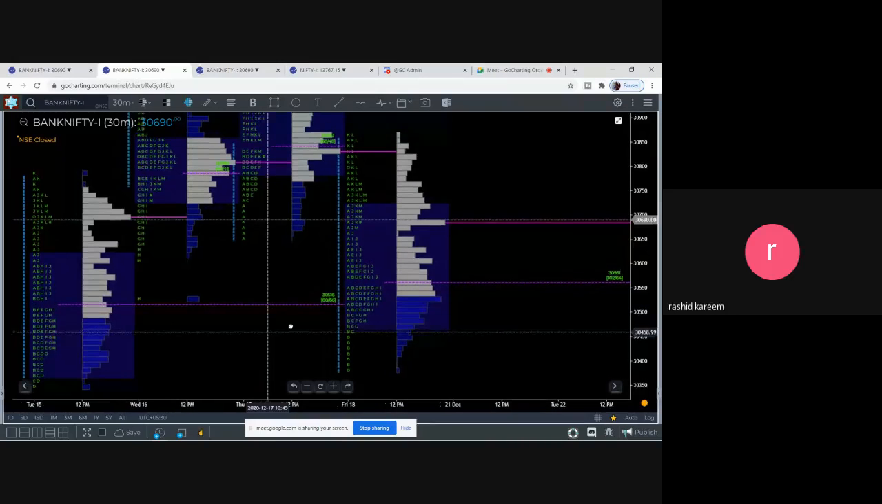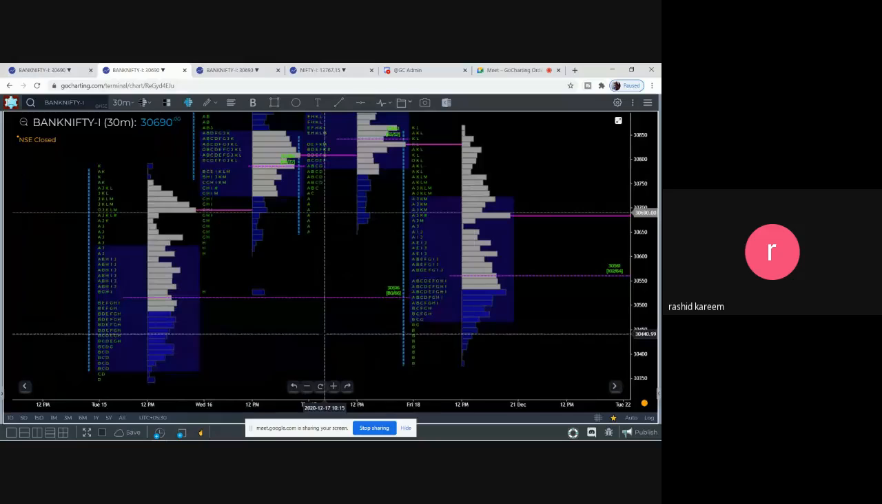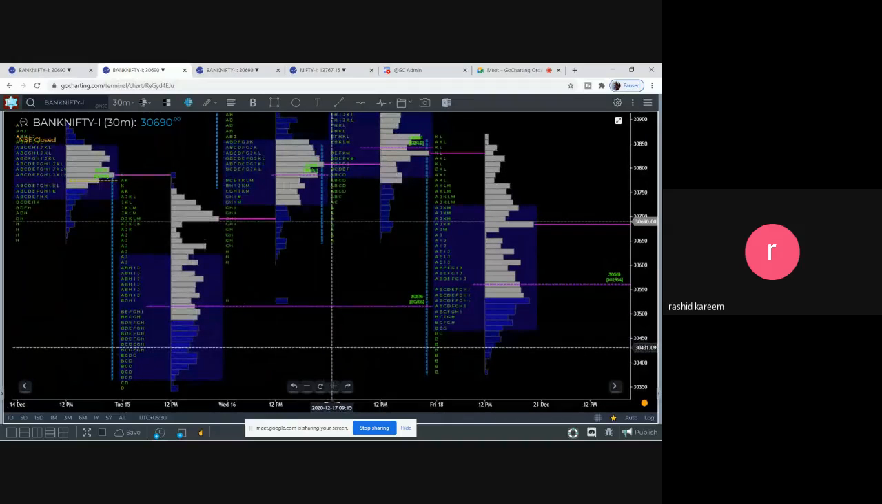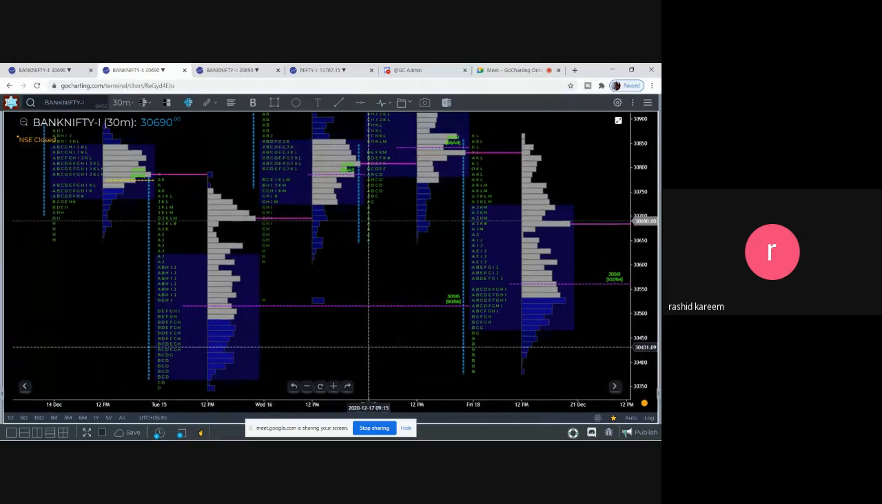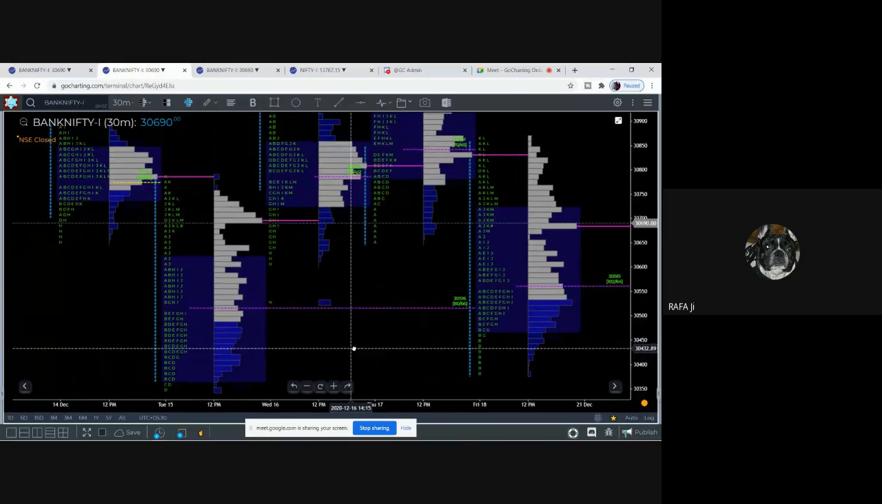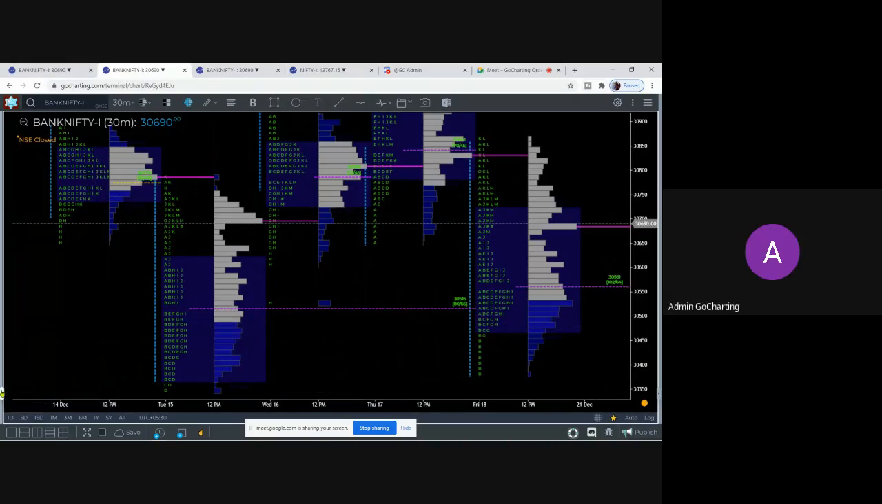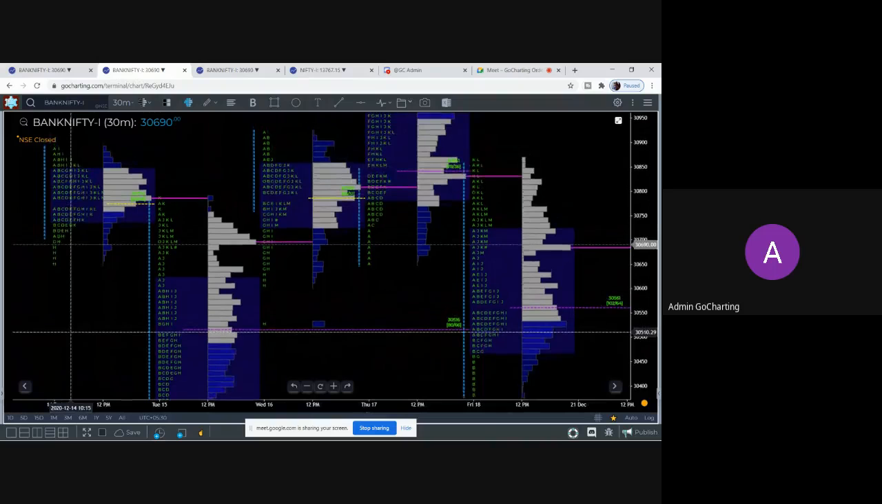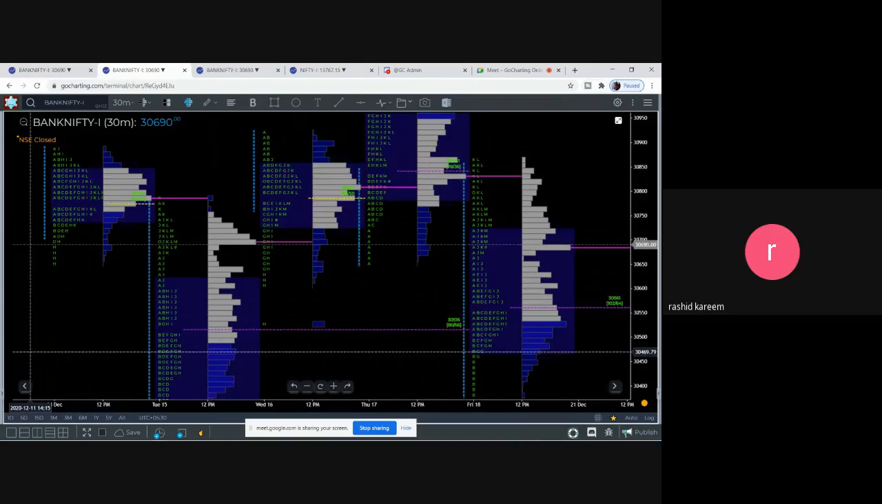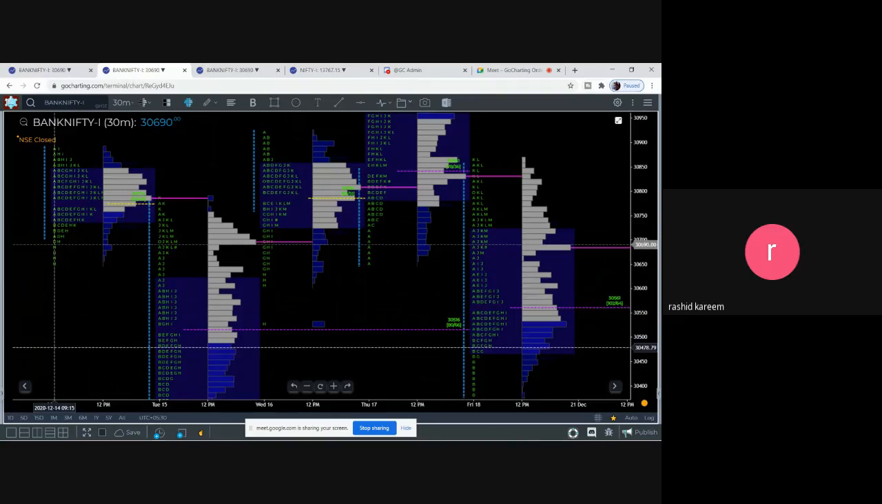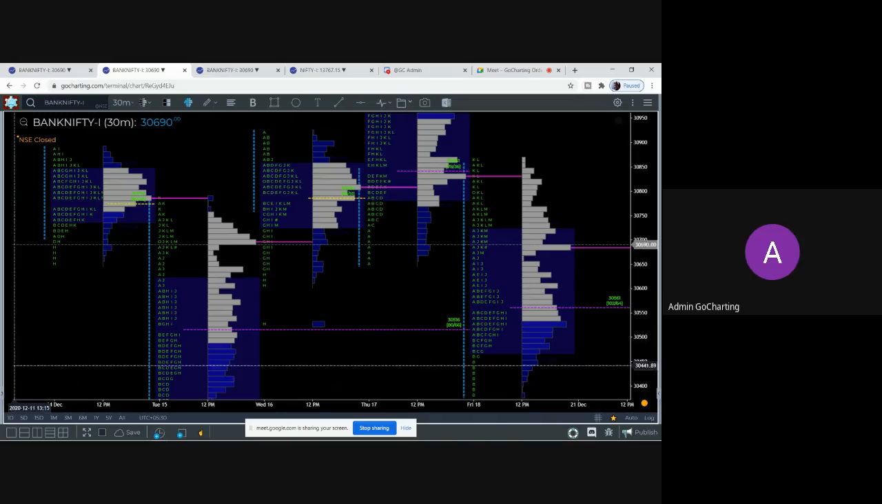Is there any way where we can hide the profile structure and keep only the value areas? No, I think I have also requested this. Yes, we will take this up in our upcoming releases, guys. It's a very good feature. The profile structure will be hindering the view, right? We may require only the value area. Value area could be in the form of a line also. Even I have requested it.